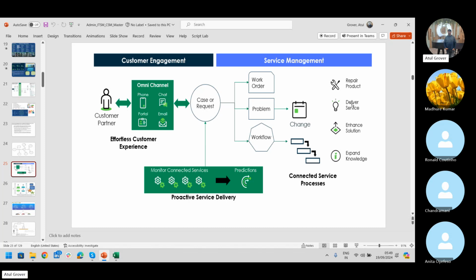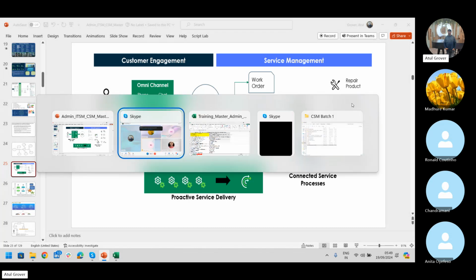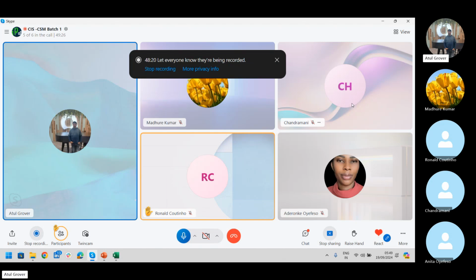This is very basic. Now, when we go more in depth, Ronald might be thinking, "Atul, it means it's done now. CSM is done." No. It's not done now. Yes, Ronald, go ahead.